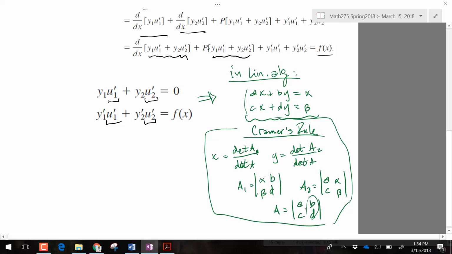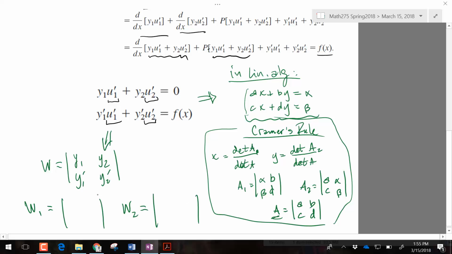It's this same column from, okay? So you see the Wronskian pop up here. Your A matrix here is going to be Y1, Y2, Y1 prime, Y2 prime. And then imagine your W1 determinant and your W2 determinant to be the same as this, except you replace the first column with something, the second column with something. Okay?